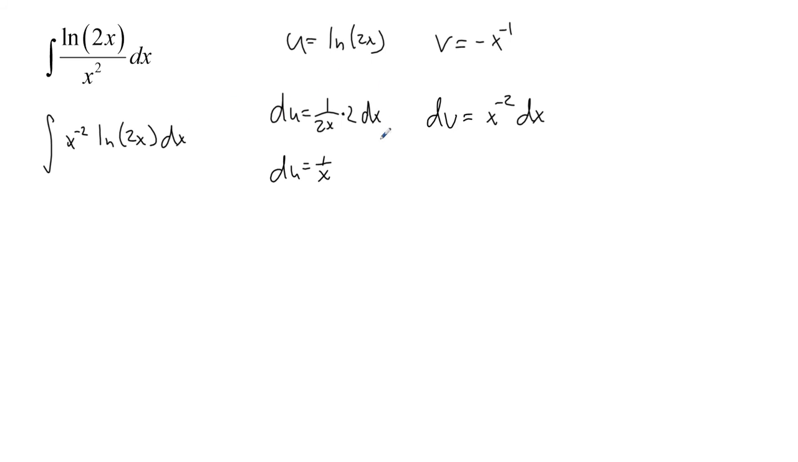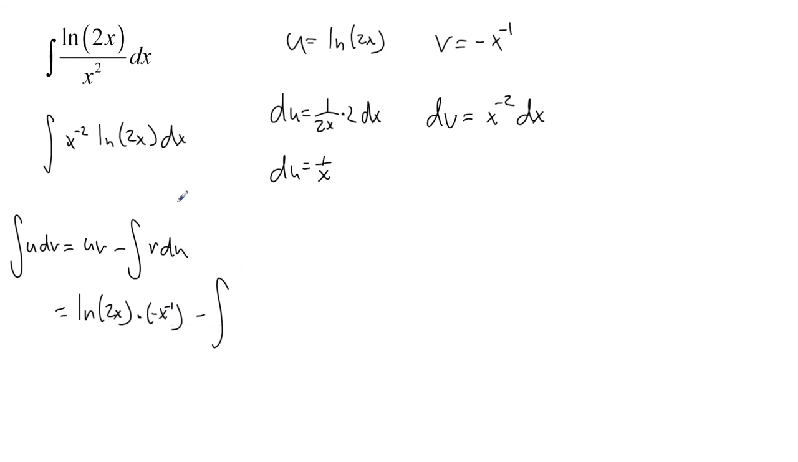And so now I have this expression here, and I can say the integral of u dv is going to be equal to uv minus the integral of v du. So we have the ln of 2x, there's my u, times my v, which would be negative x to the negative first, minus the integral of v, which would be negative x to the negative first, du, which we know is just 1 over x, and I should have a dx there.